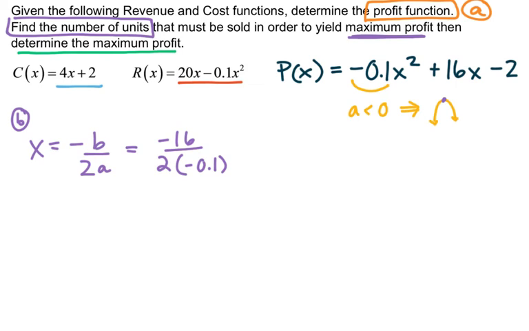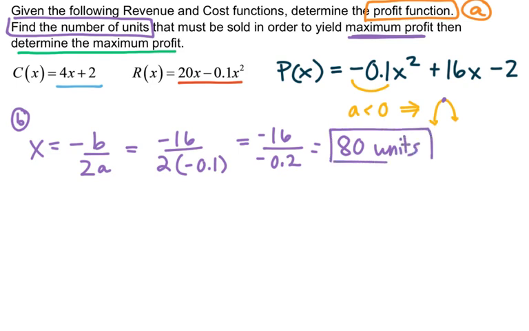Simplifying this, I have negative 16 over negative 0.2, which is positive 80. So 80 represents an x value, and x, within the context of our problem, is the quantity of units. Okay, so we have to sell 80 units to maximize our profit.